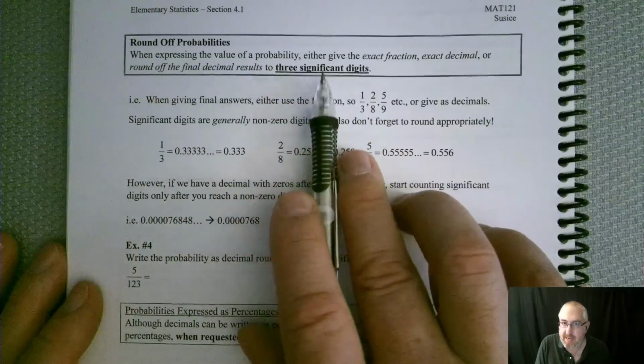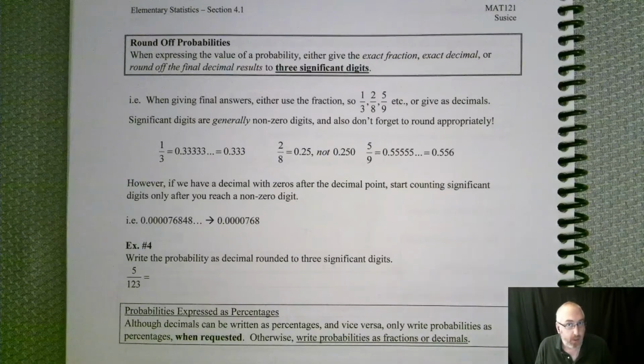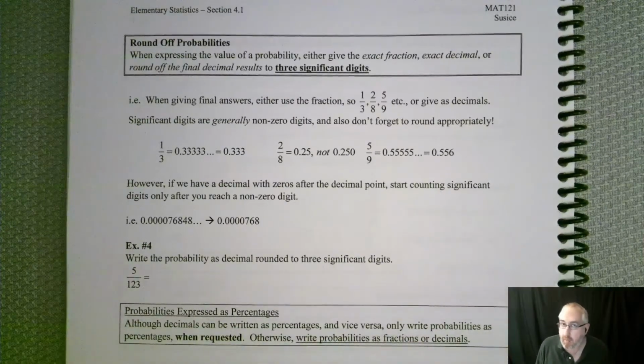Significant. Now it doesn't just say 3 decimal places. And that's because, again, you might have some decimals that are really, really small. And so if you rounded them off, it would look like it's 0. So that's why they use the term 3 significant digits. So let me just explain that.